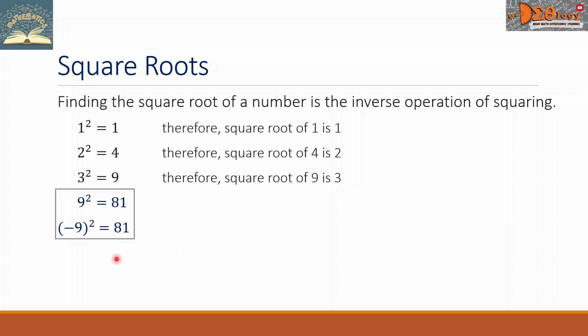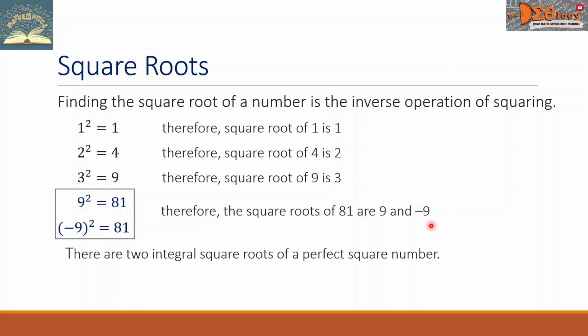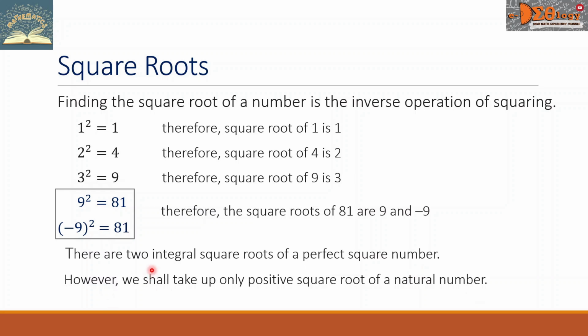Let's see this example now. 9 square equals 81. Next, the square of negative 9 equals 81. In this example, the square roots of 81 are 9 and negative 9. We can see that there are two integral square roots of a perfect square number. However, we shall take up only the positive square root of a natural number.